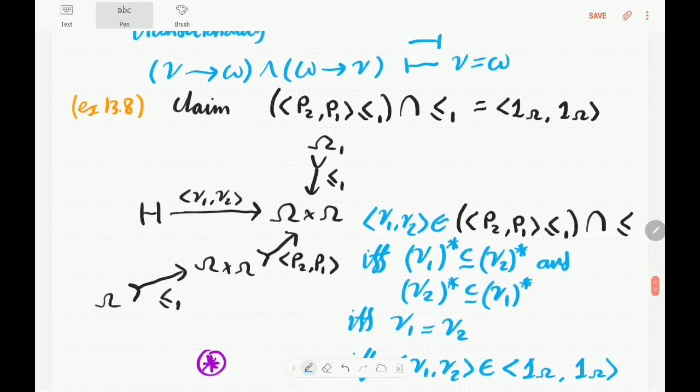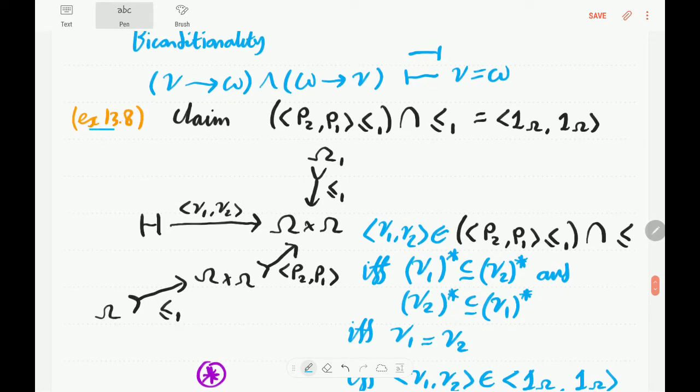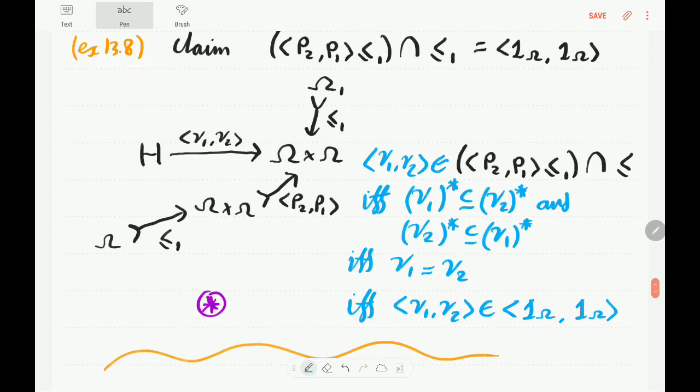So in order to show this, we're going to do the exercise from McLarty's exercise 13.8, which is to show that doing the twist on less than or equal to 1 and intersecting it with less than or equal to 1 gives 1 omega comma 1 omega. And we can see this by arguing about elements. So for a general arrow v1 comma v2 from h to omega times omega, we have v1 comma v2 is in this intersection thing.